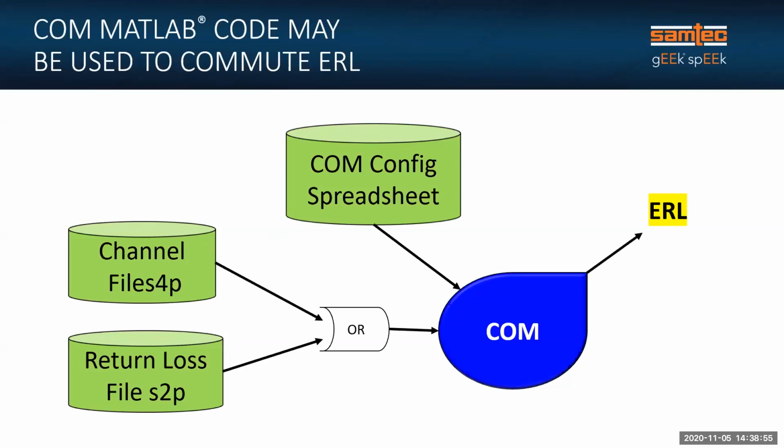So there's a COM code tool that is an example in IEEE that can maybe be used to compute COM. We have some standalone tools that we do this with too. It basically takes an S4P file or a return loss S2P file, and a COM spreadsheet, which has all the parameters to compute ERL. You run it through this code, and then voila, out pops ERL. So moving forward, the question now is, what are the parameters? Next slide.